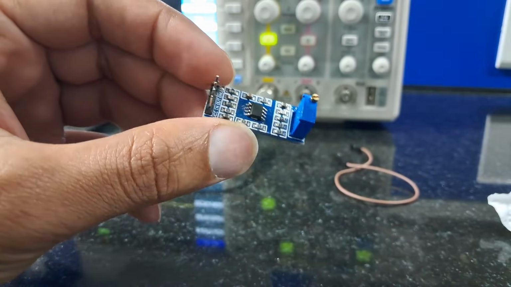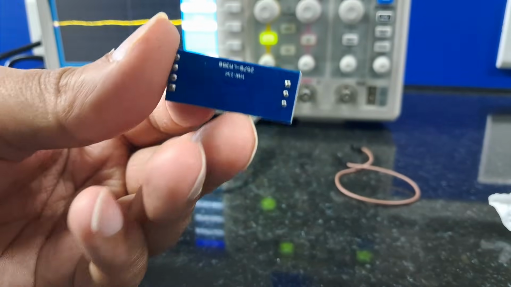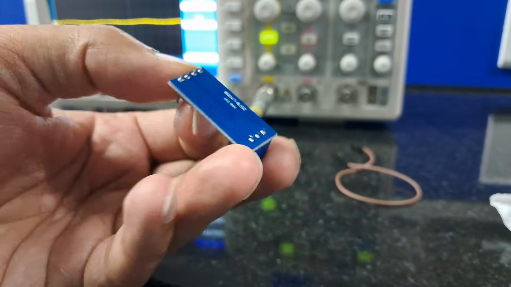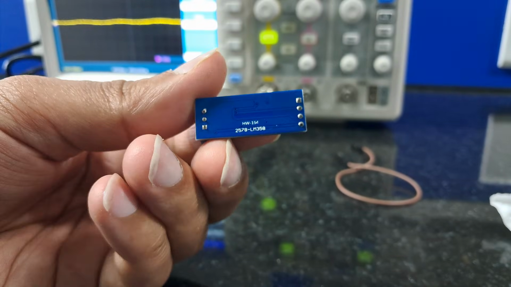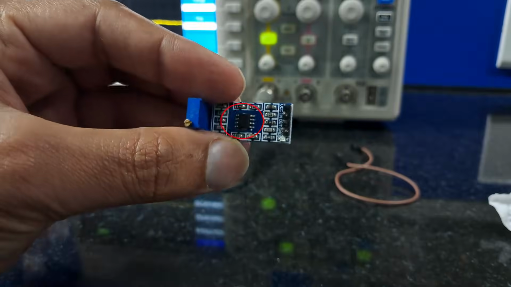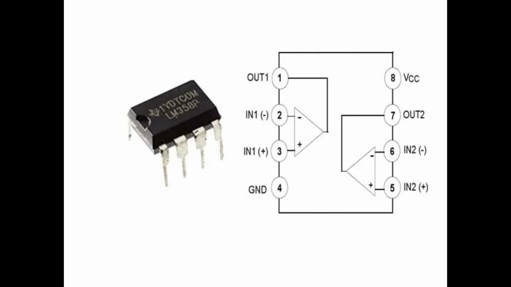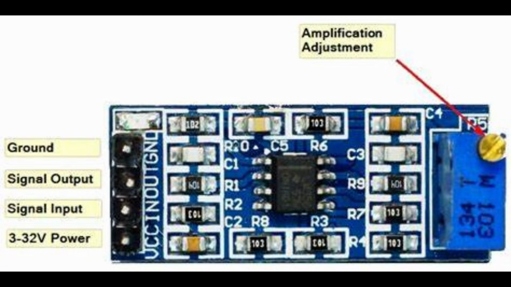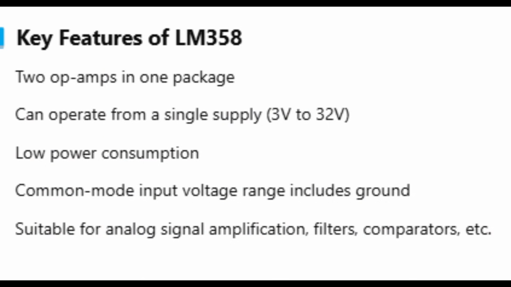LM358 is an operational amplifier, mostly used in signal amplification. It is dual amplifiers with 8 pins. By rotating the screw, we can adjust the amplification. These are the key features. It can amplify the signal up to 100 times its input.